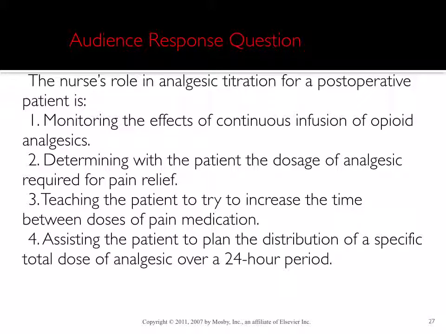And pain management for a patient, assisting the patient to plan the distribution of a specific total dose of analgesic over a 24-hour period is not applicable, because this is describing the pain management for a patient with chronic pain, not post-operative pain. So the best answer is number 2.